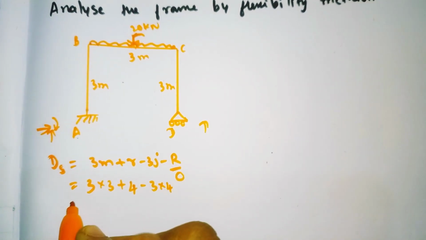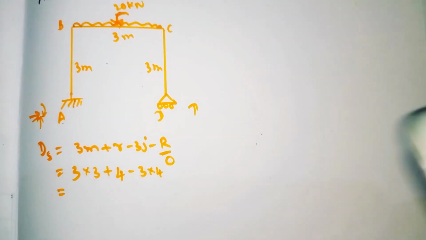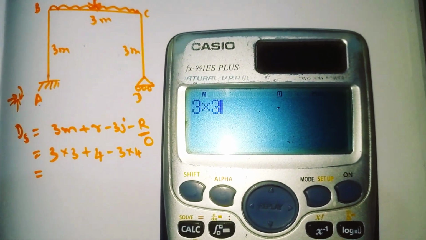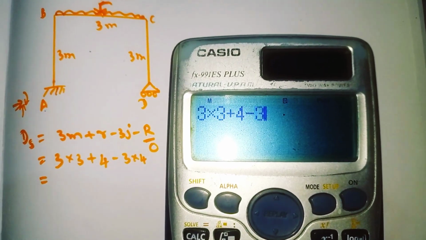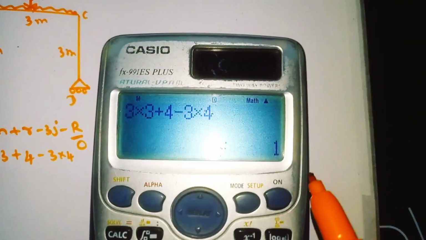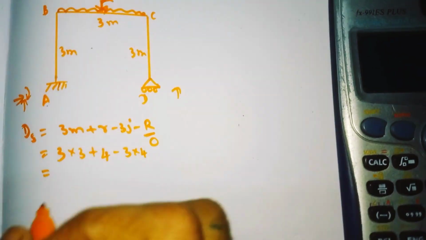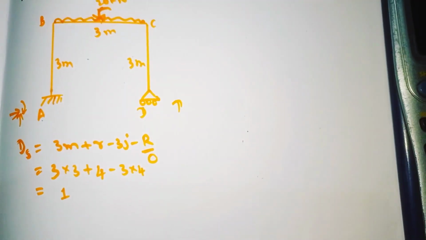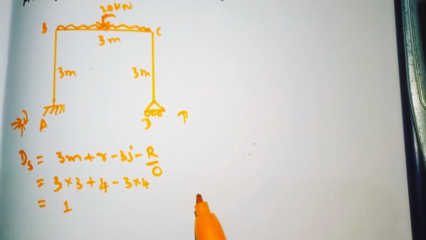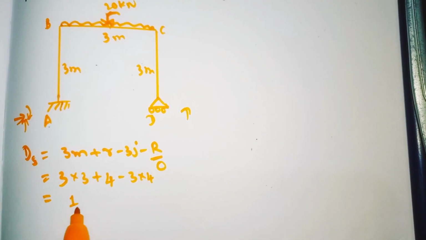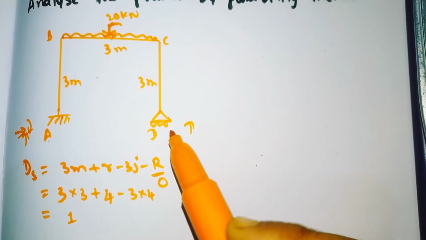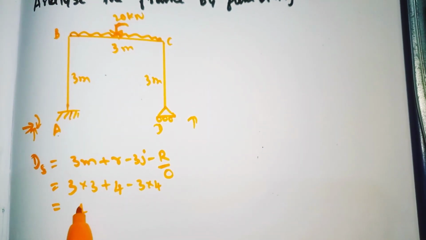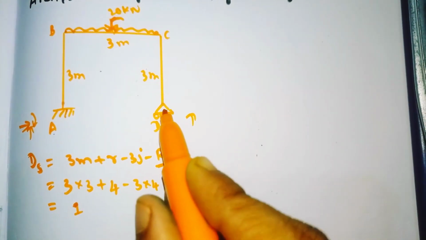So now we will solve it. 3 into 3 plus 4 minus 3 into 4. So it comes to 1. Coming out as 1 means the number of redundants in this structure is 1. The structure is statically indeterminate. To make it statically determinate, we need to release the 1 redundant in this frame.